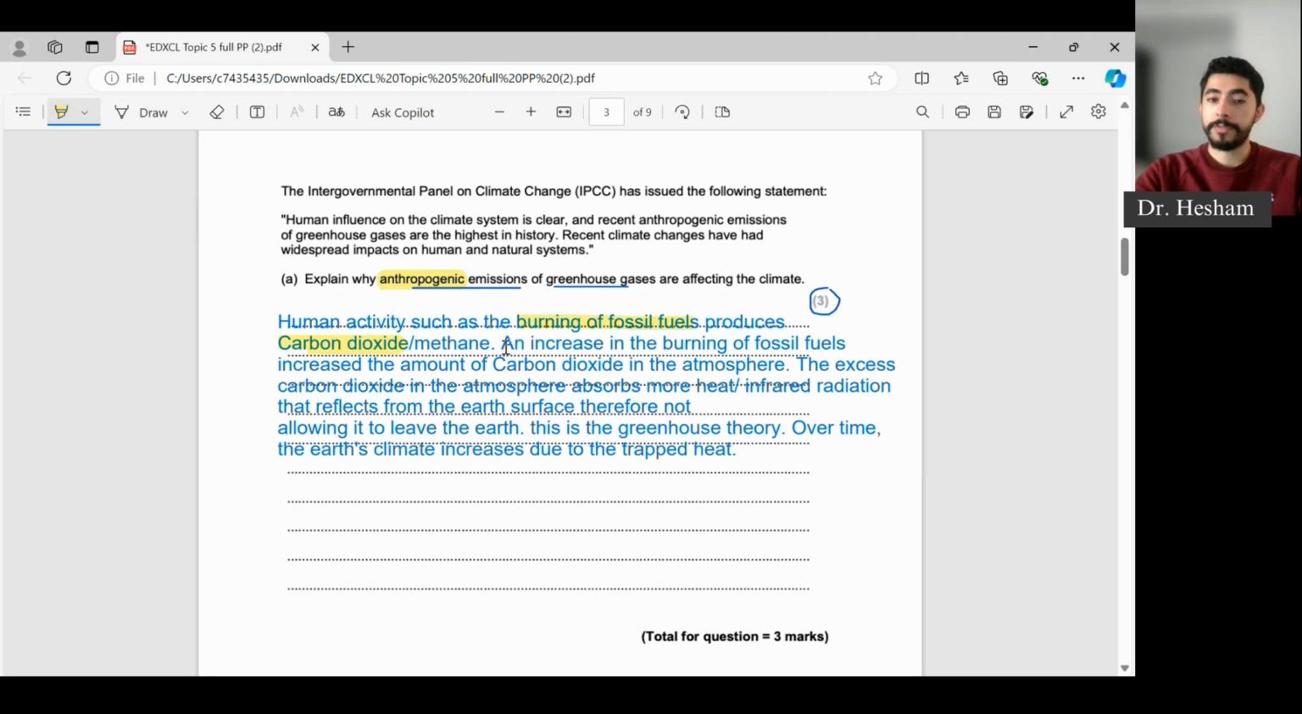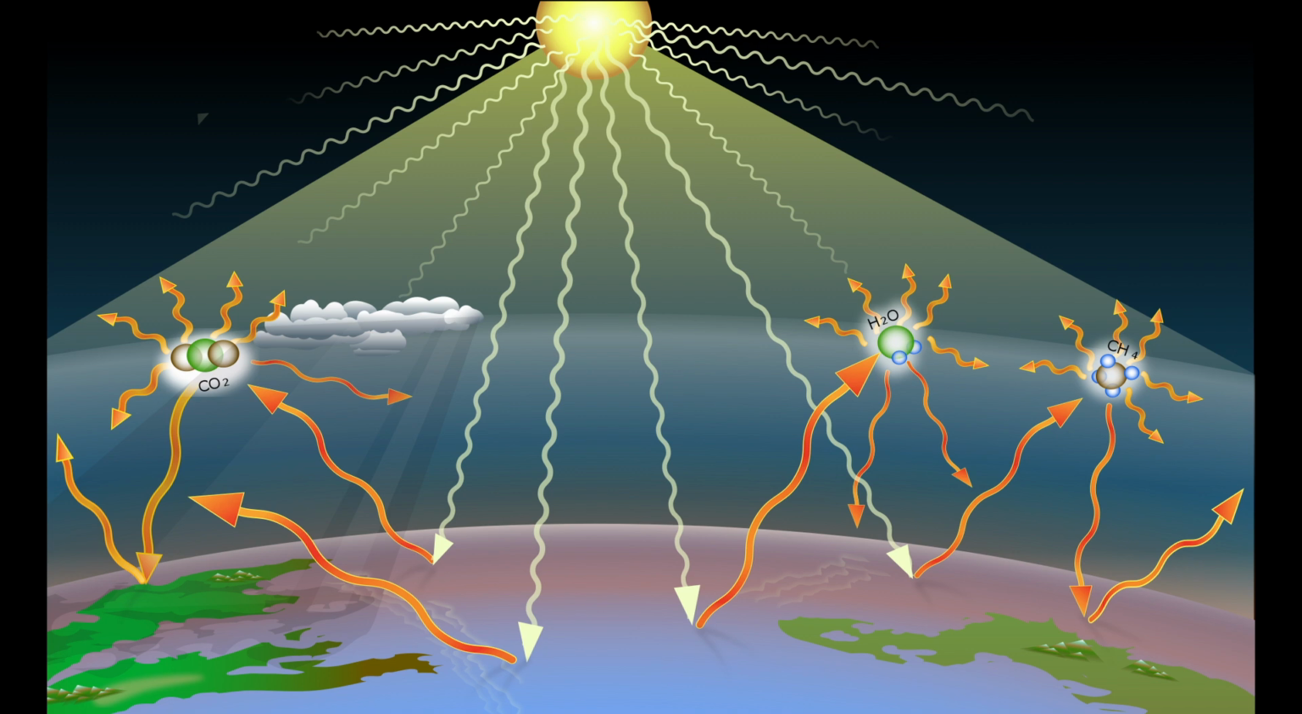So what happens? The first thing we do is explain that the activity causes an increase in the amount of carbon dioxide over time. And then this increase in the amount of carbon dioxide traps heat inside the earth. So heat comes from sunlight, and usually when carbon dioxide is in the right amount, it reflects back from the surface and exits the earth, leaves the earth. Therefore, the heat on the earth is always balanced.